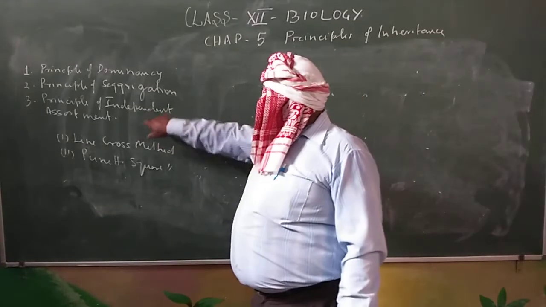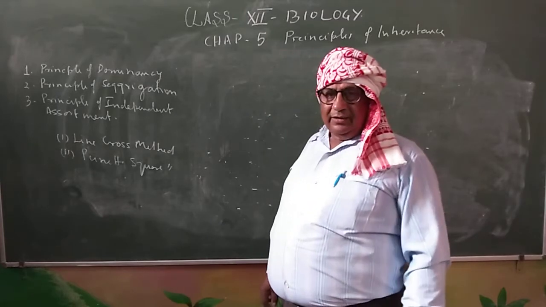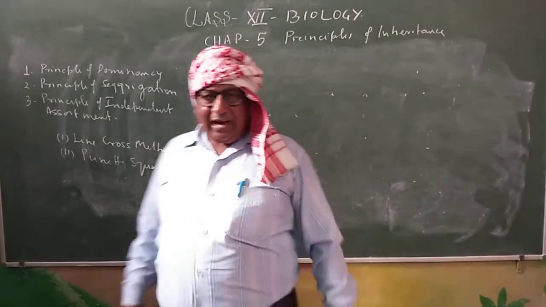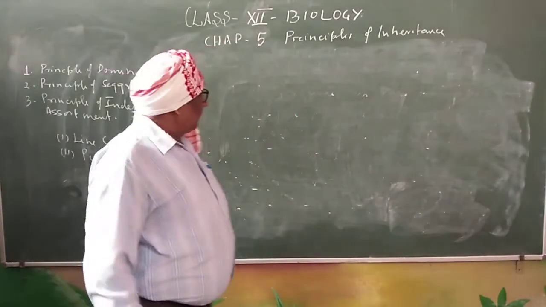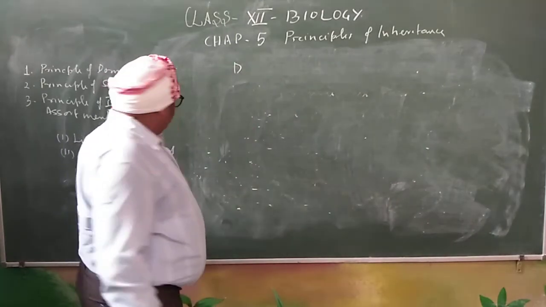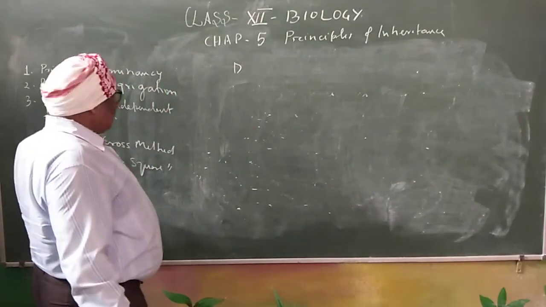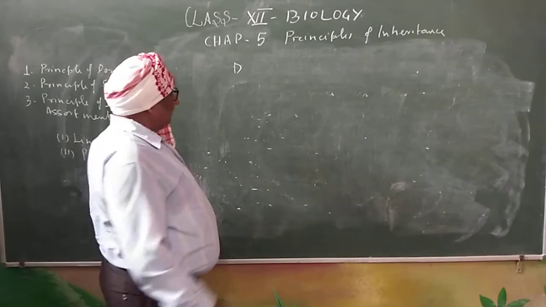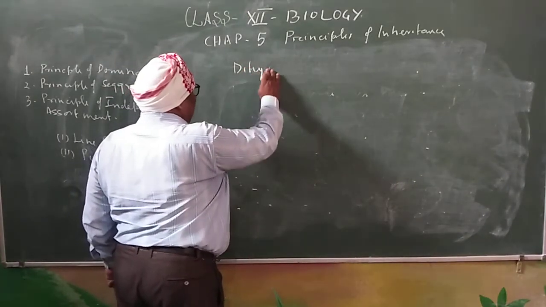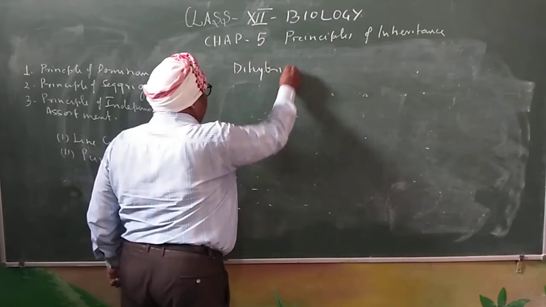To know about this principle, you must have an idea about dihybrid cross. So without dihybrid cross, you cannot prove the principle of independent assortment. Therefore, we are going to study dihybrid cross first.